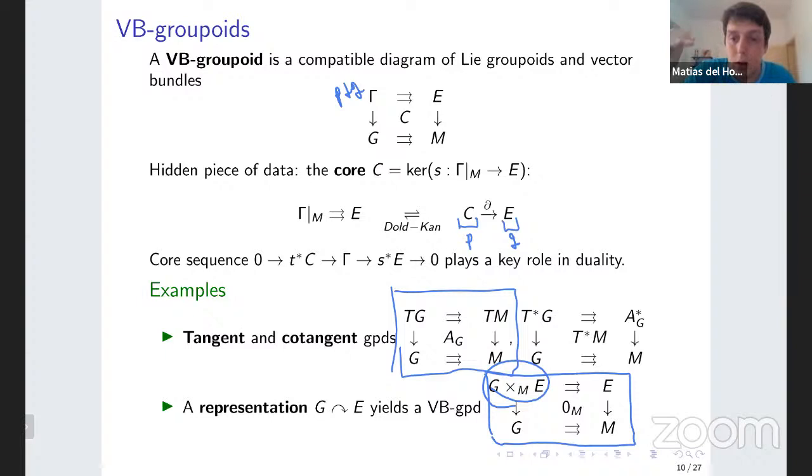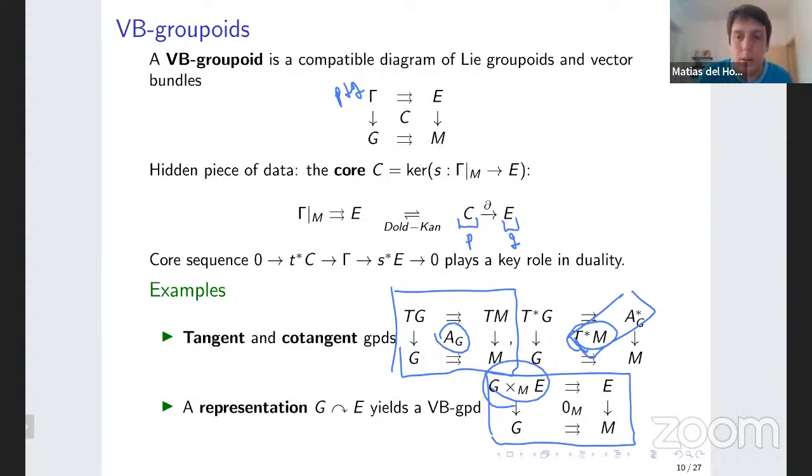But the tangent and cotangent groupoids are not, in general, with trivial core. For instance, the core of the tangent is the Lie algebroid, and the core of the cotangent is the cotangent manifold. It is funny that for the tangent and the cotangent, the core and the side bundle change roles in duality. There is a duality theory for VB groupoids, which is far from trivial, but it works perfectly. I mean, it's far from trivial, but tautological.